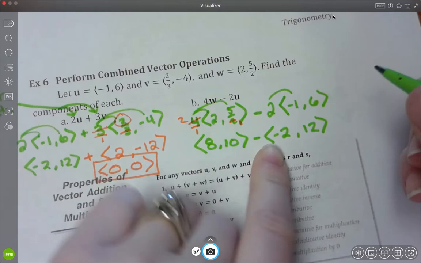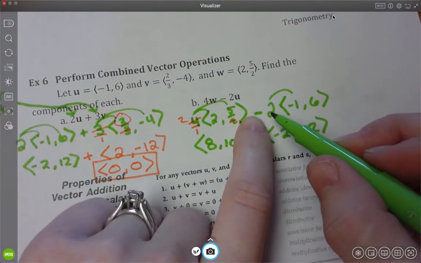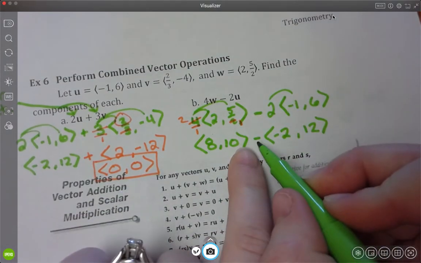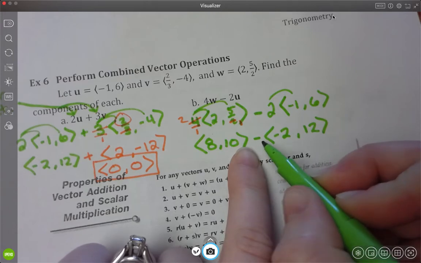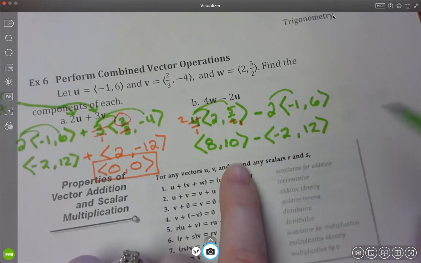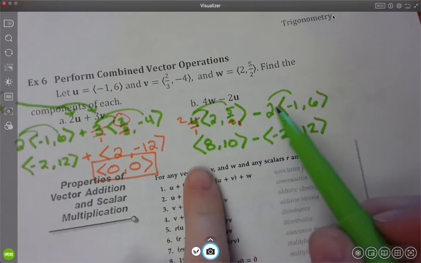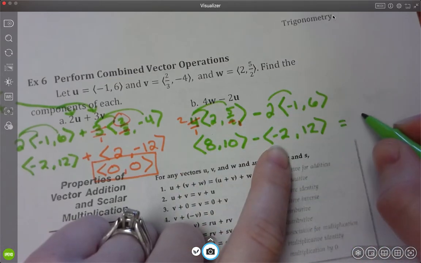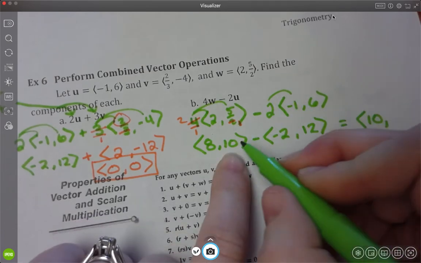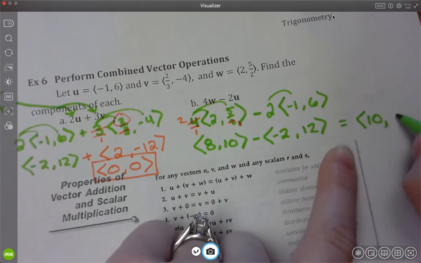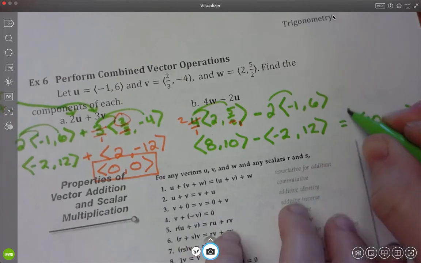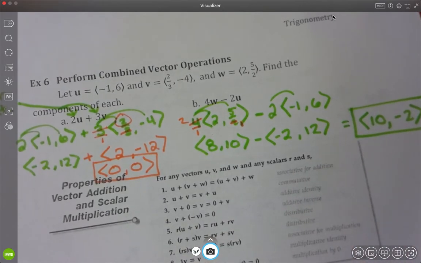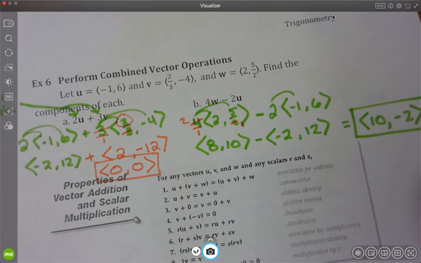Now, if you wanted to go ahead and distribute that negative with the 2 at the same time, you could change this middle sign to plus, and that's okay too. I just left it as a negative, but it's fine. So 8 minus a negative 2 is going to be like 8 plus 2, which is 10. And then 10 minus 12 will be a negative 2. So that's where my final vector is going to end up when I add them together. Okay? All right, example 7.